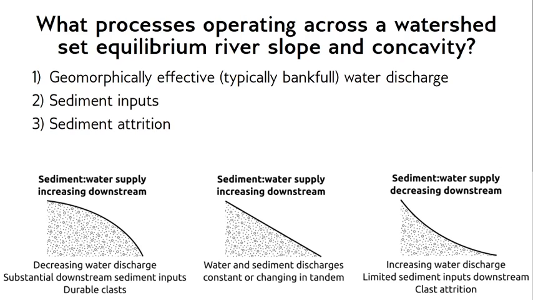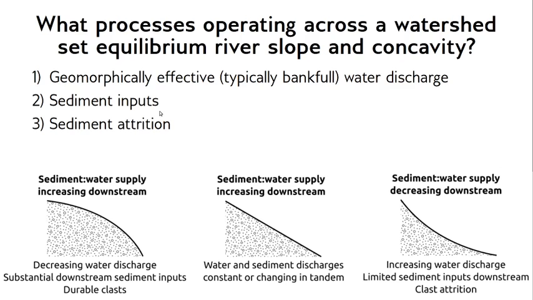So for example, if the water discharge is increasing as we go downstream and the sediment supply is staying the same, then we might have this concave up profile. If the water supply is decreasing as we go downstream and the sediment supply is staying the same, we're going to have this convex up long profile, because as we go farther downstream, the river is going to have to move the same amount of sediment with less water.